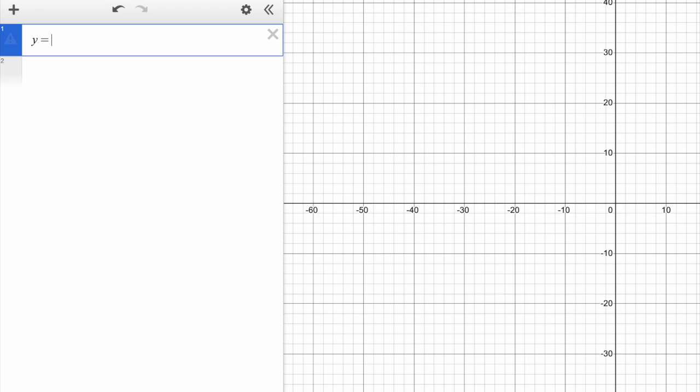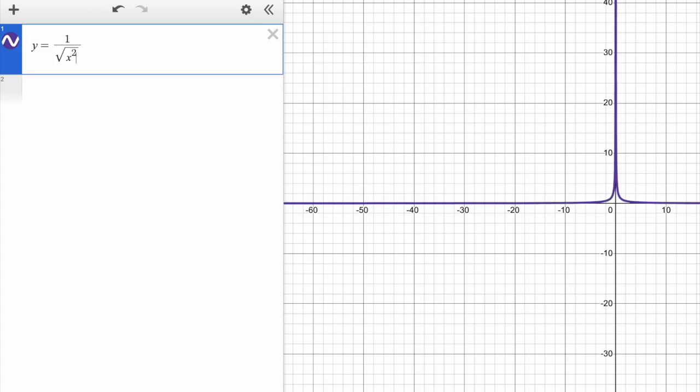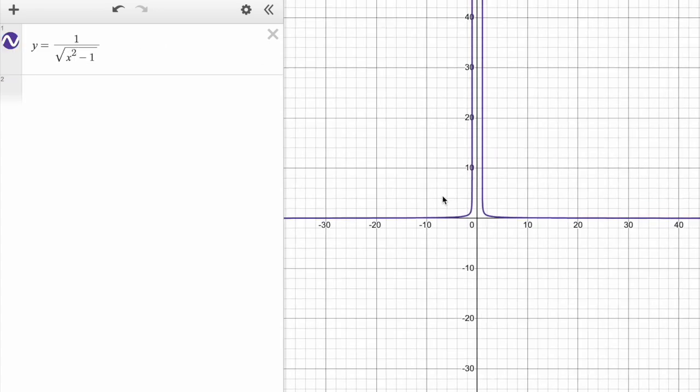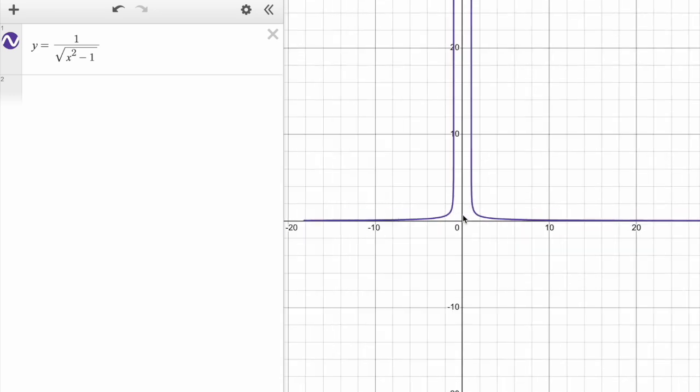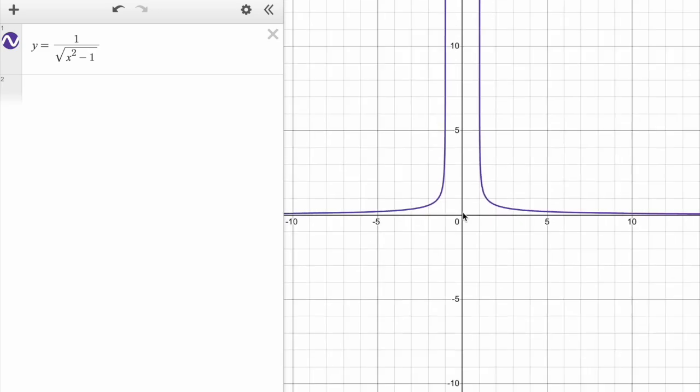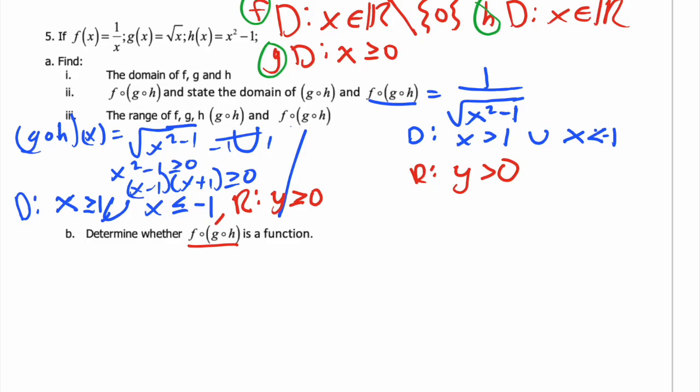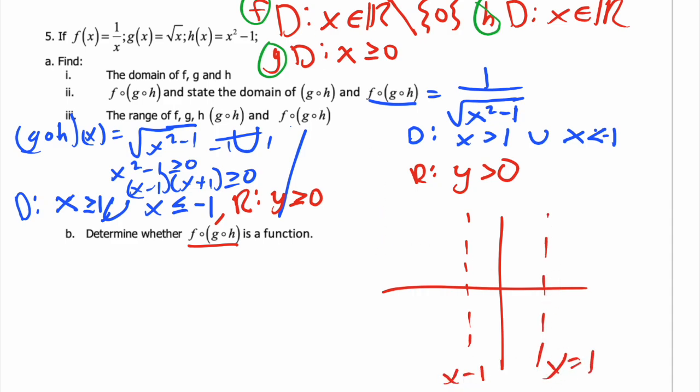So we got y equals 1 divided by square root x squared minus 1. Okay, so this matches everything we had with the domain of range. Yeah, so you can see it's clearly a function. You got some vertical asymptotes at x equal to negative 1 and x equals 1, and the graph looks like this here.